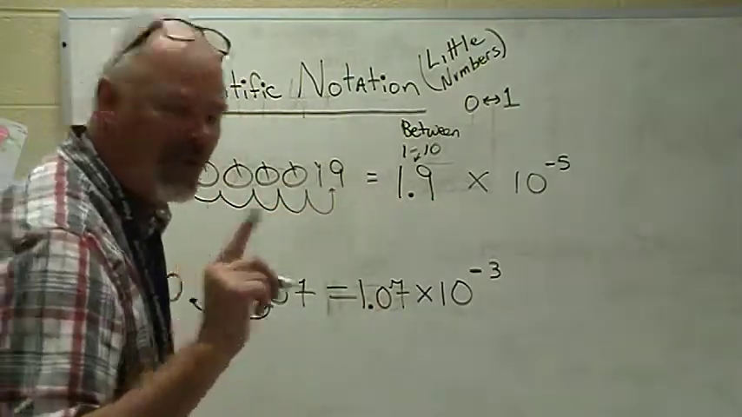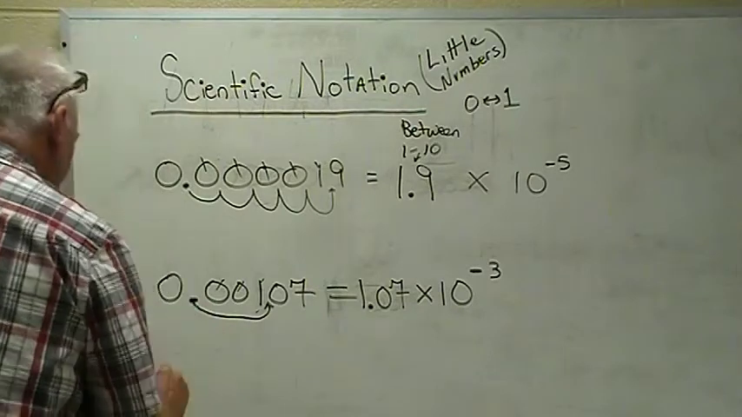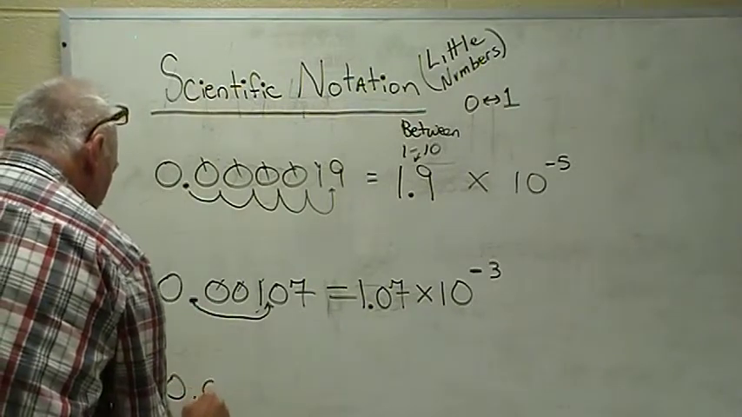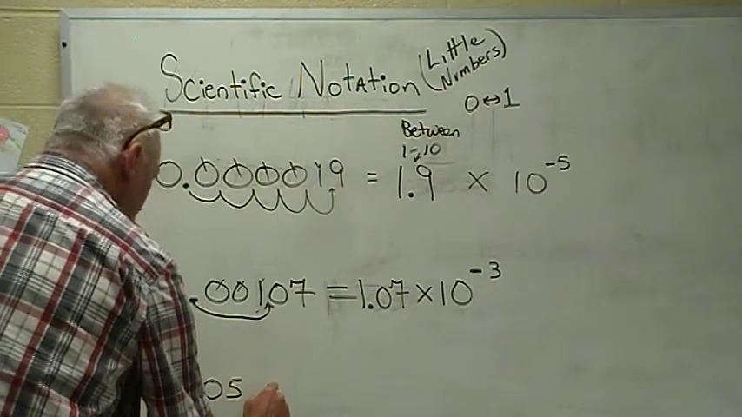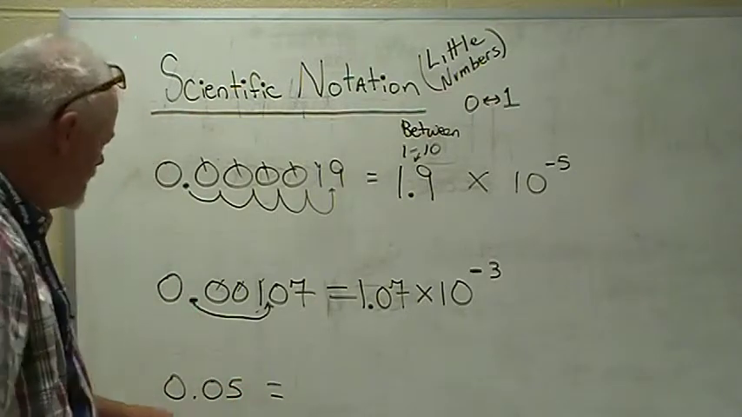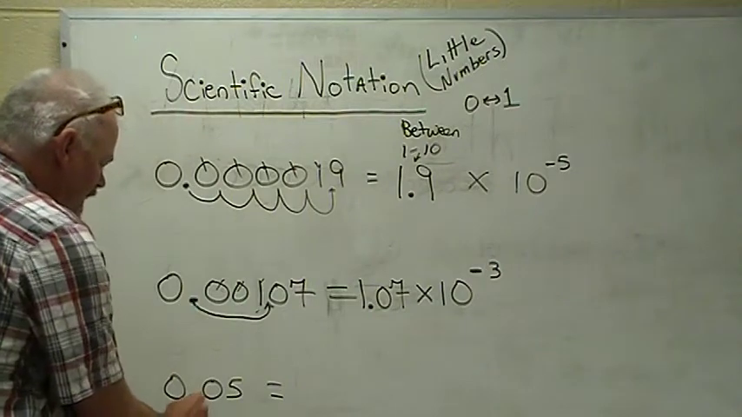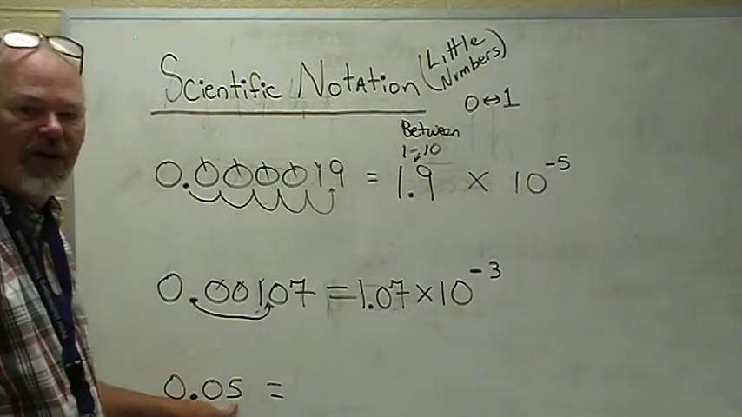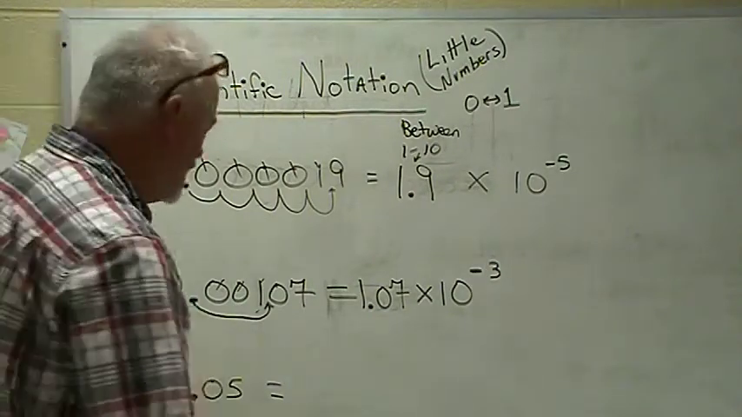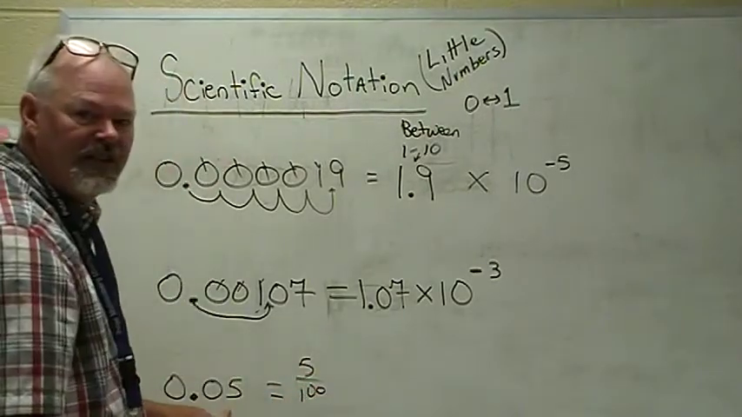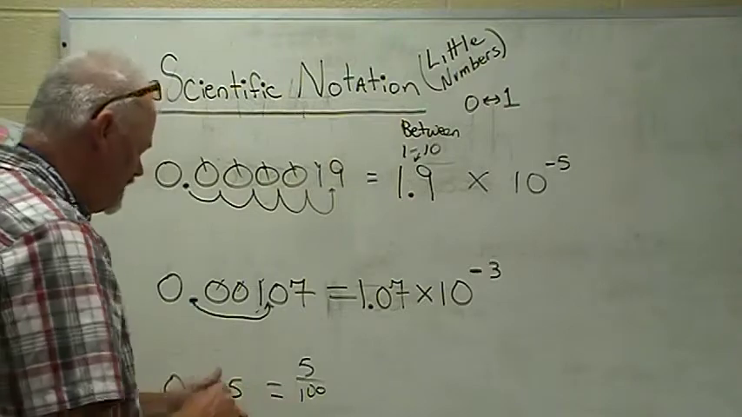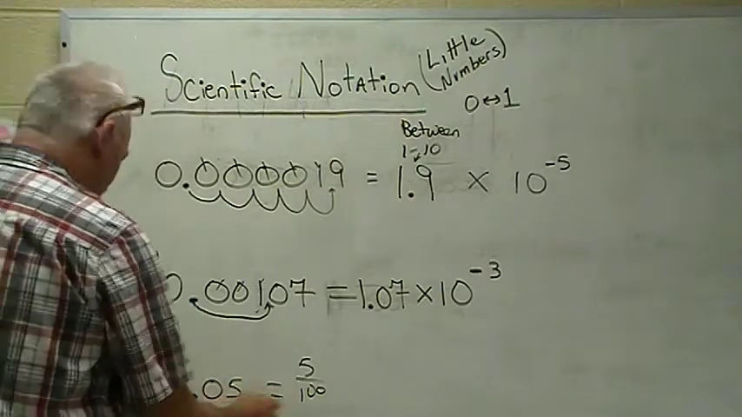All right, let's do one more. 0.05. All right? So if we would say this number, there are no tenths, but we have 5 hundredths. That's 5 hundredths. I mean, I'll write it for you. That's 5 hundredths. Right? If you can say it, you can write it. 5 hundredths. Same number, decimal, fraction.